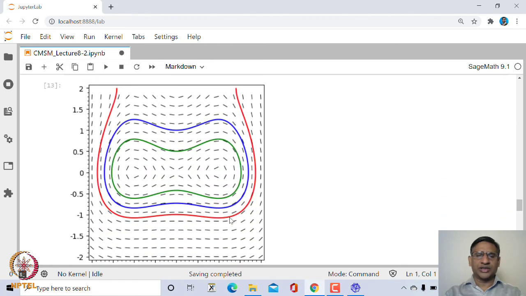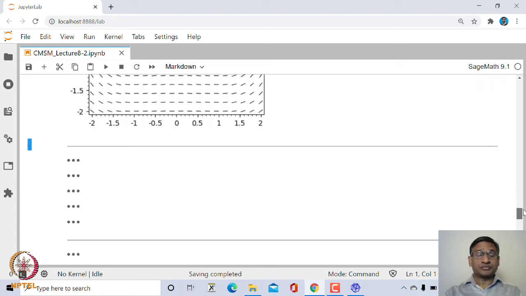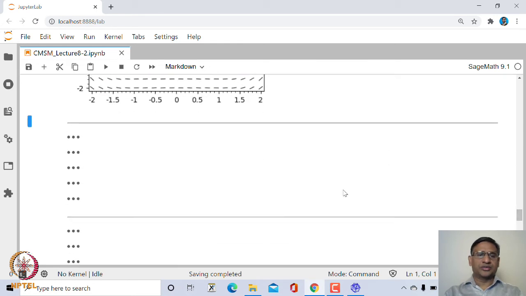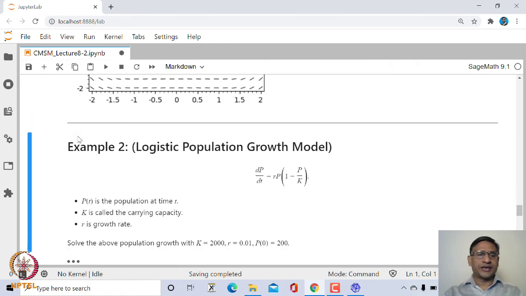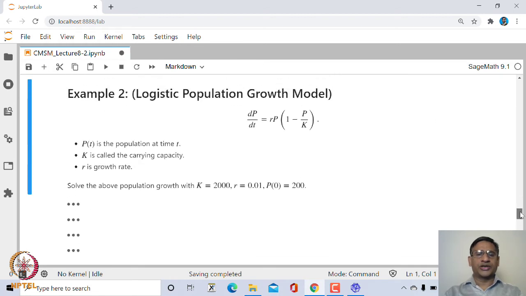So, the red color one is the integral curve of this initial value problem where y at 0 is -1, right. So, this is how you can not only solve the ordinary differential equation, but also visualize the solution curve using SageMath. This helps you see how the solution looks, right. Now, let us look at one more example of a first order ordinary differential equation.